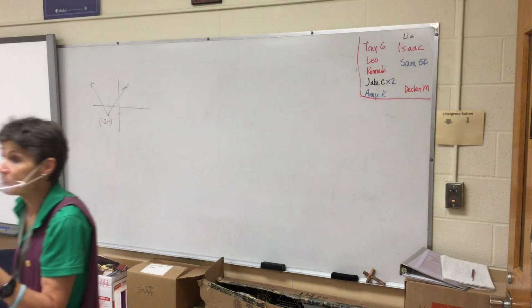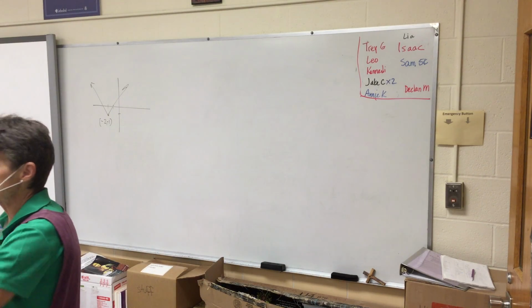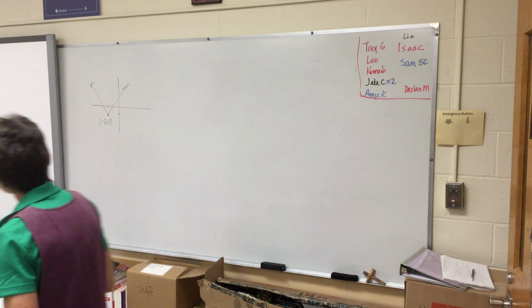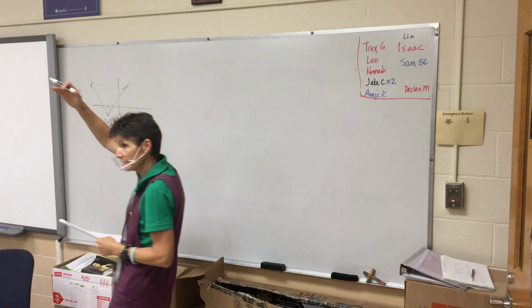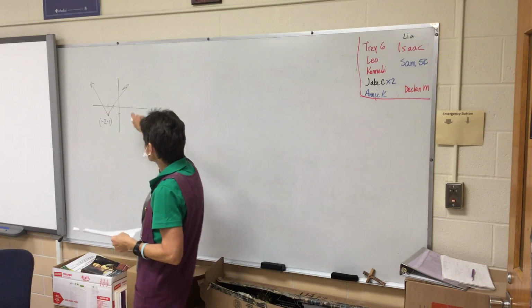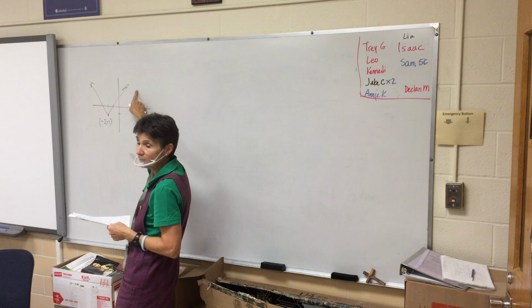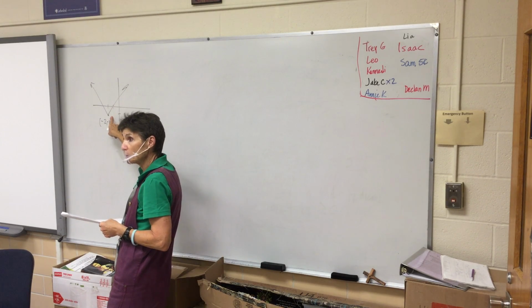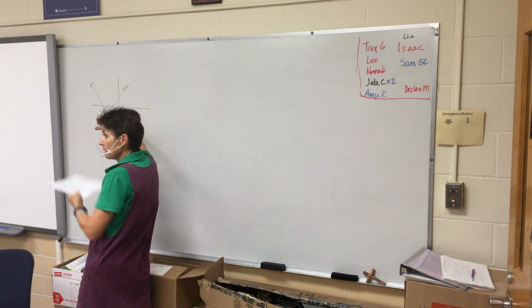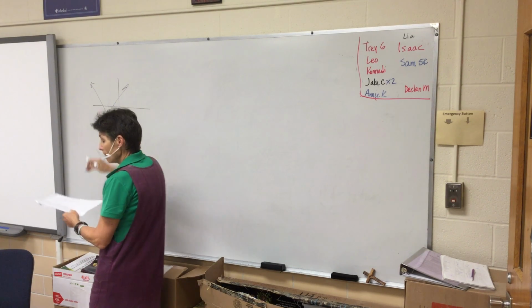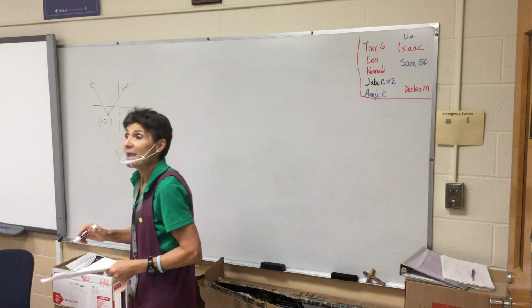Then we talked about boundedness. Boundedness is a vertical thing. You have ceilings and floors. Upper bounds are ceilings, lower bounds are floors. So this particular curve has no ceiling, so it is not bounded above. But it is bounded below because there's a point beyond which it doesn't go any lower. So it's bounded below. Now, asymptotes.